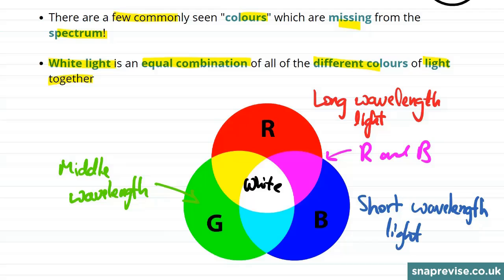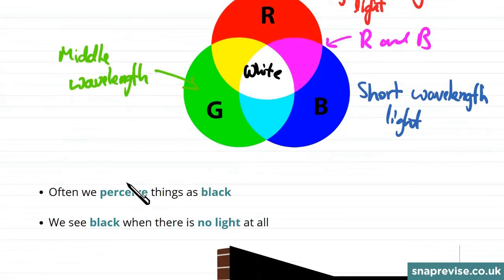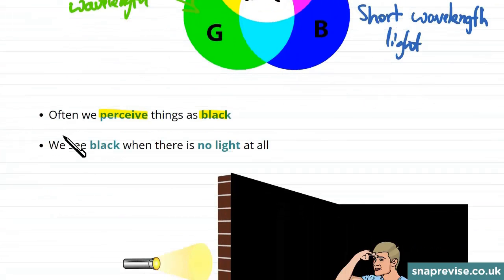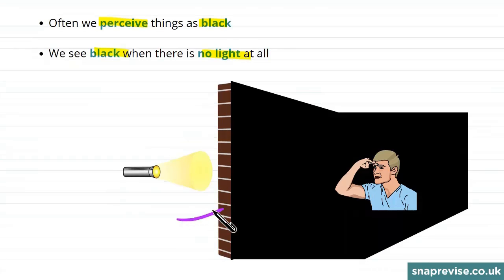So there's another kind of colour that we see a lot in day-to-day life, which we haven't seen in our spectrum yet, and that is black. So we often perceive things as black. So what does that actually mean? Now we see black when there is actually no light at all. So let's imagine we put a load of walls around us so that no light could get in at all.